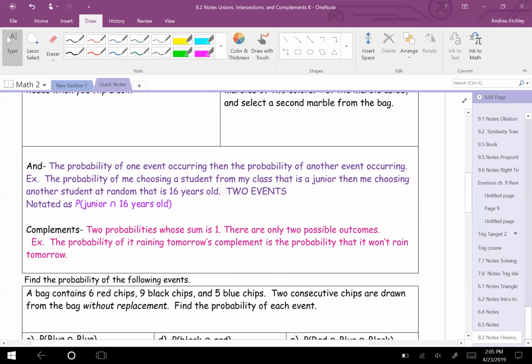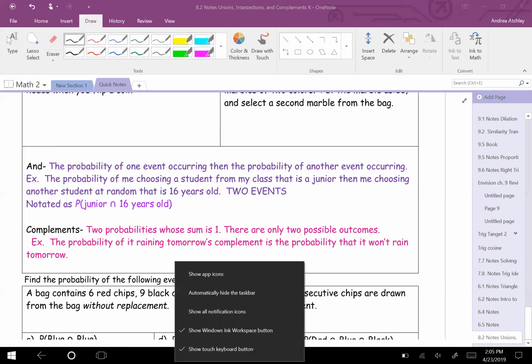Okay, and probability. The probability of one event occurring and the probability of another event occurring. So it's the probability of me choosing a student from the class that is a junior, and then choosing another student at random that is a 16-year-old. There are 2 events. When I'm using the word and, I'm using 2 events. It can be notated like this: probability of junior, with the upside down U, and then 16 years old. We will see it in our notes and our homework. Instead of the U, we'll use the word and. So you can write it as the and.